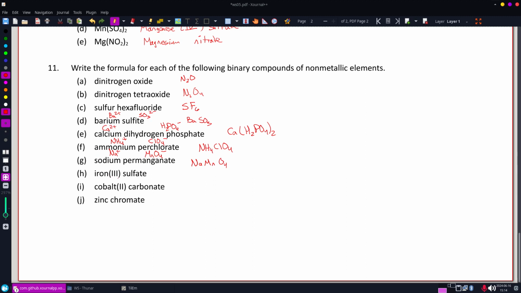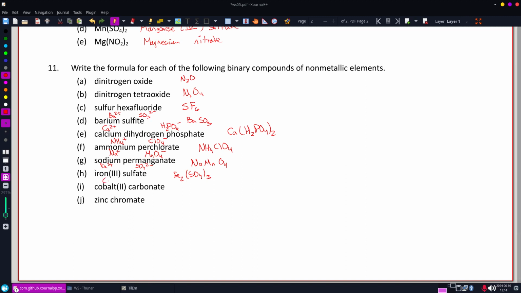The next 2 have the Roman numerals. So the iron has a 3 positive charge. Sulfate is still SO4 2-. So I need 2 irons to every 3 sulfates. So Fe2, I'll put the SO4 in parentheses with 3 of them.